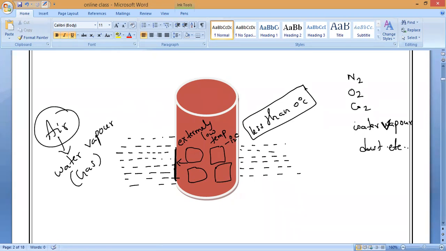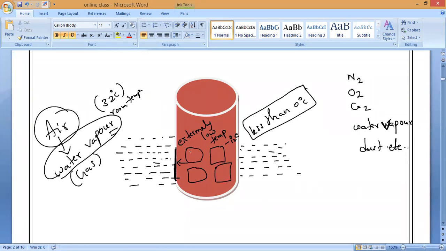Now, when the air comes in contact with the surface of the steel container, the air is at high temperature and the container at low temperature. High temperature, at least it will be 32 degrees Celsius, room temperature. At this temperature also, air contains water vapor. Now when this air comes and touches this container, what is happening?